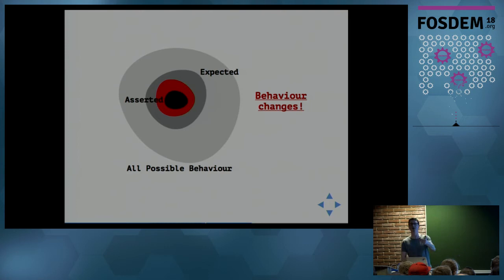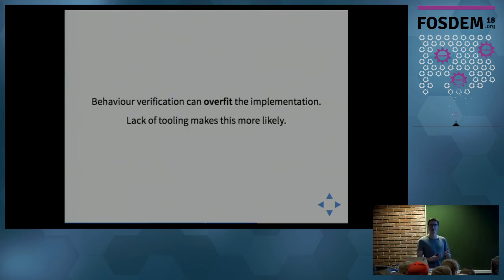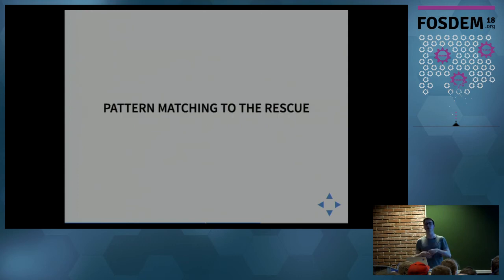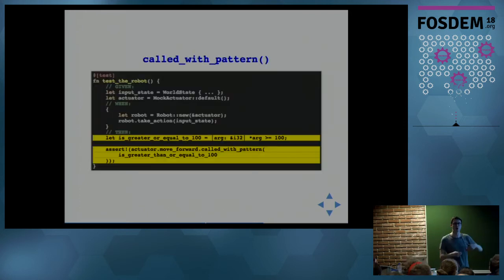So basically, behavior verification can overfit the implementation, and the lack of tooling and good ways of matching argument values makes this more likely. So let's talk about pattern matching. Rather than match arguments to values, you match them to actual more generic patterns. So we have called with pattern. You can say actuator.moveForward called with pattern, and you pass in some matching function. So here we have is greater than or equal to 100. This takes the argument being matched, and then it runs some check, say arg greater than or equals 100, returning true if the value is matched and false otherwise.